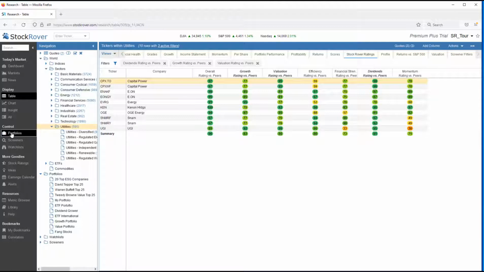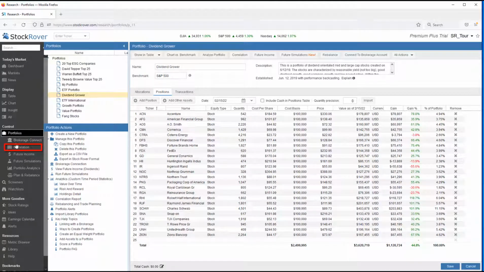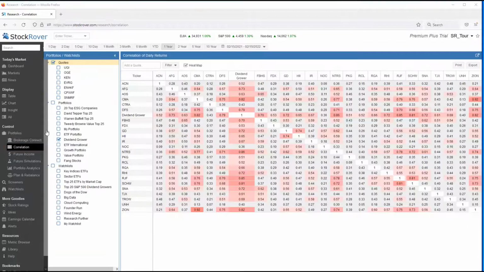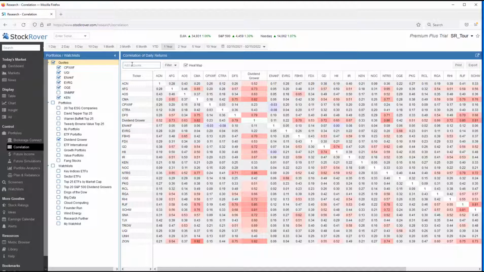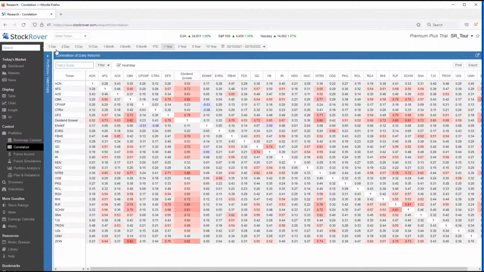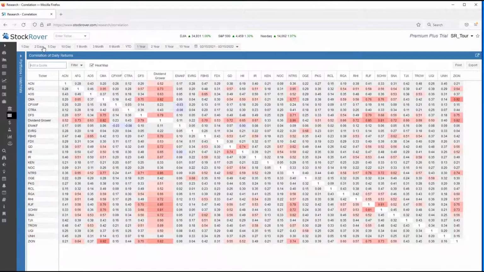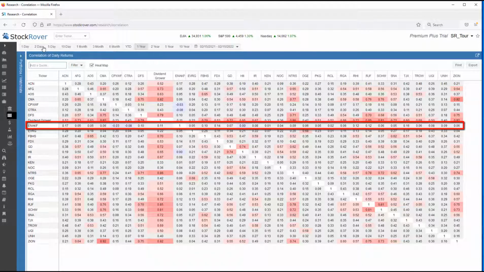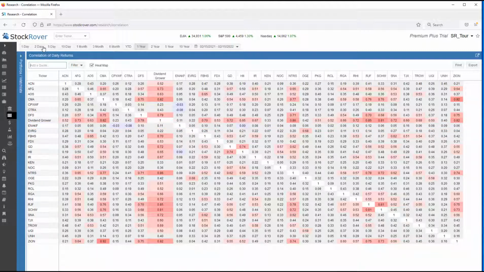We'll go back to Portfolio Manager, select Correlation, and add the tickers. We can see that ENAKF has the lowest correlation with the portfolio at 0.11. I've also highlighted the ENAKF row so you can see that it weakly correlates with every stock currently held in the dividend grower portfolio. The ticker looks promising.